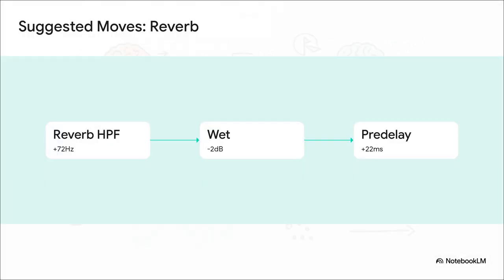And once again, here are the specific actionable steps. Use a high-pass filter to clean up some of that mud, drop the wet signal by 2 dB to pull the vocal forward a bit, and add just 2.2 milliseconds of pre-delay. That tiny, tiny gap between the dry vocal and the reverb starting, that's the secret sauce for clarity. This is what takes you from analysis to action, and it couldn't be simpler.